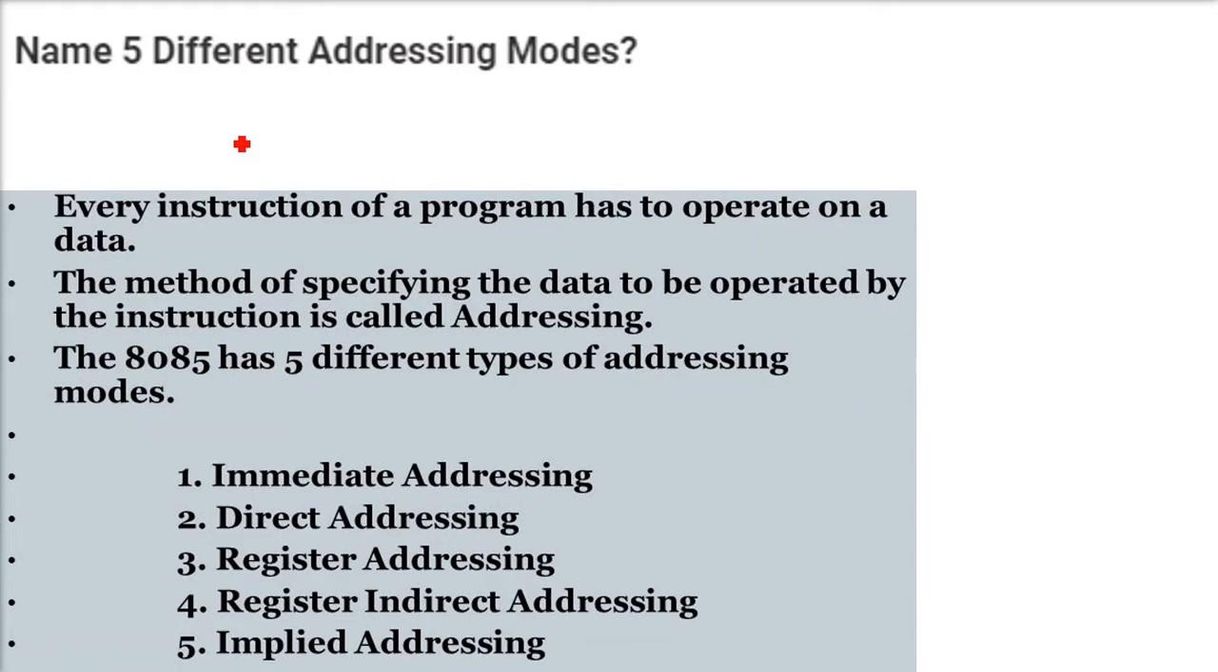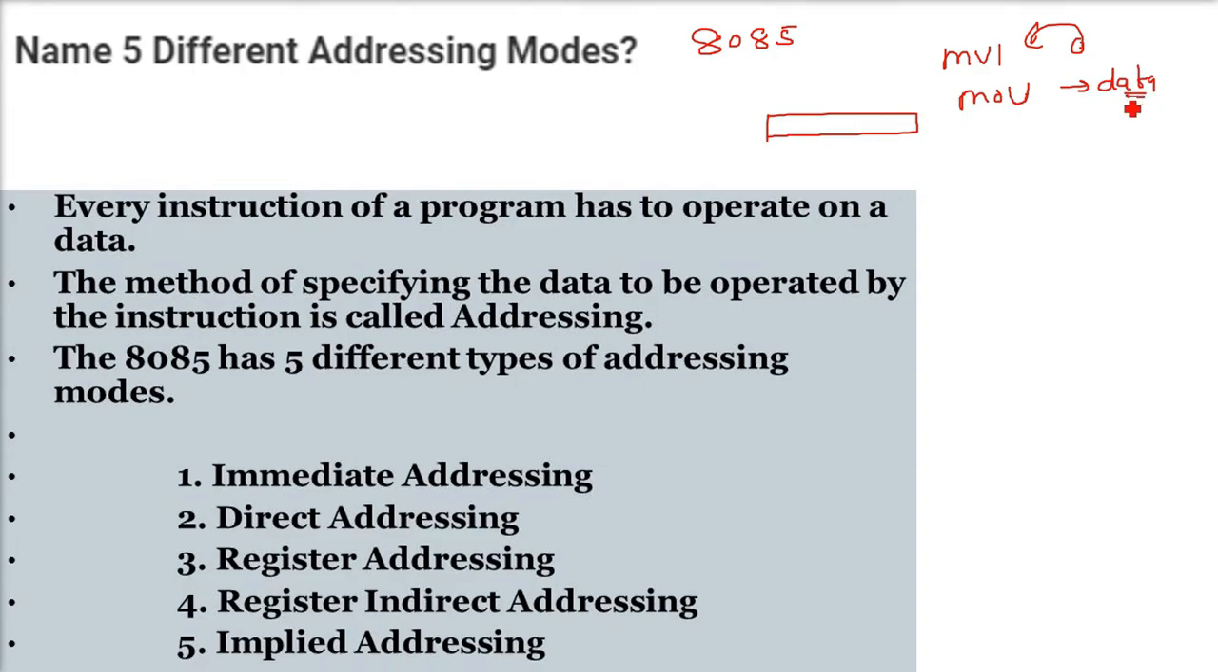Name 5 different addressing modes. So addressing mode in 8085 and various other processors. Every instruction, every program line, you can call it an instruction, has to operate on data. If you do MVI, LXI or DAD, it is working on certain data. There has to be some moving of what? Data. So every instruction is operating on certain data.